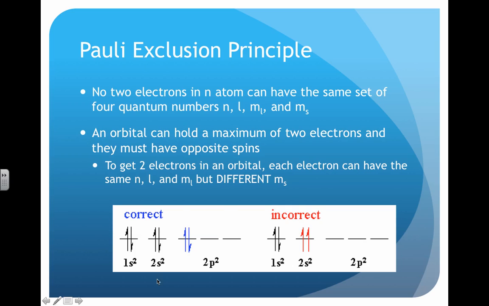We represent this in arrow diagrams for electron configurations, which we'll talk more about later, by representing electrons with an up and down arrow, which is meant to represent their equal and opposite spins as well as their opposite fields of magnetism.